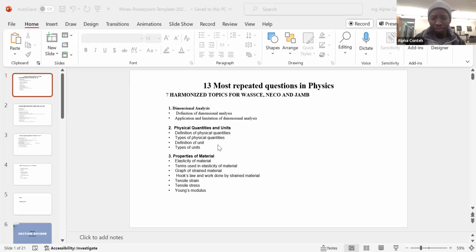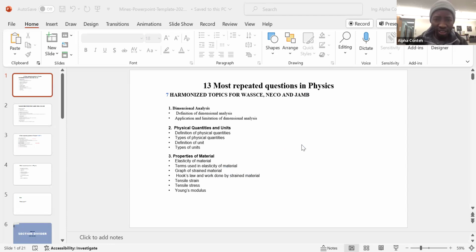There are other similar terms again. You also have to take note of tensile strain, tensile stress, as well as Young's modulus. Under this topic, you'll have basic or simple calculations regarding stress and strain. So all of this must be mastered if you want a very good grade in physics.